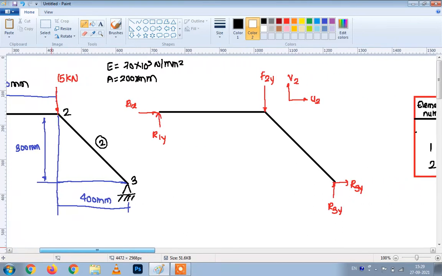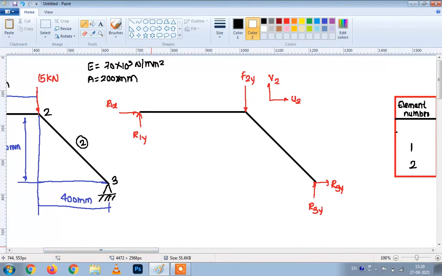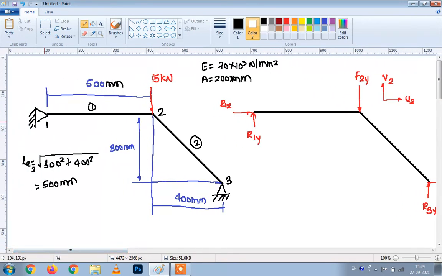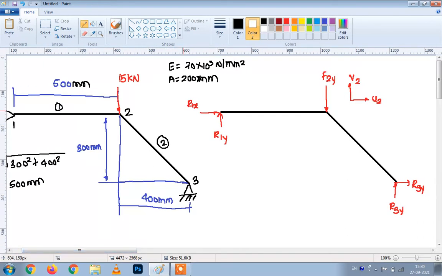Our first step in solving any problem is discretization. In discretization, as fixed supports are given at node point number 1 and node point number 3, at node point number 1 the fixed support is replaced with 2 reaction forces. Whenever any node point is fixed, there we will get a reaction. As this is a 2 degree of freedom problem, here we will get R1x in x direction and R1y.